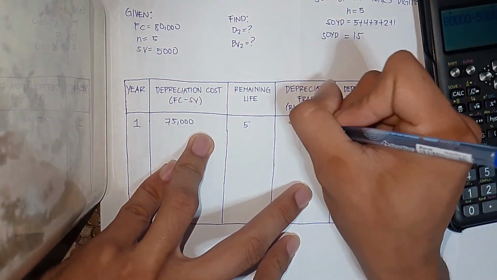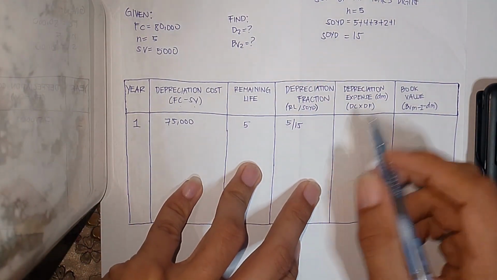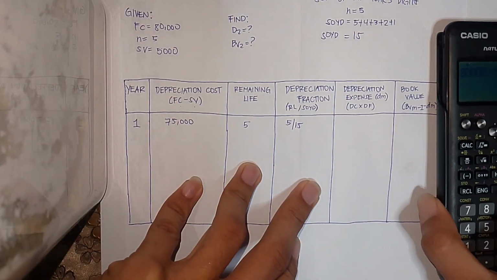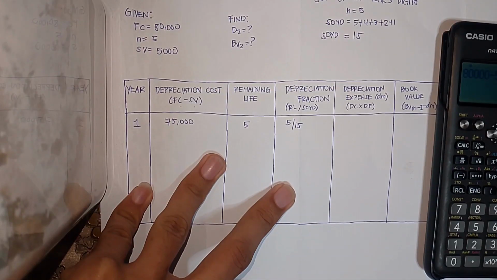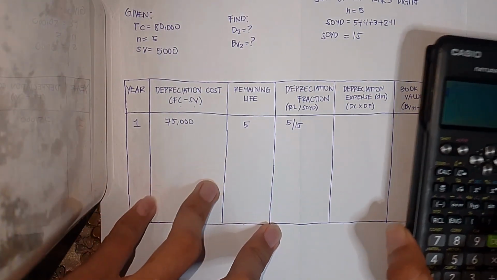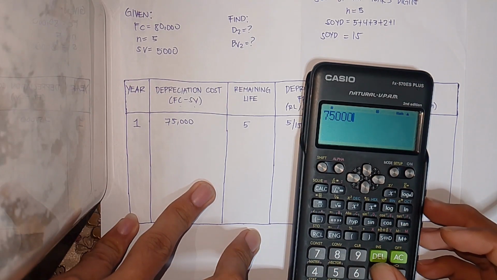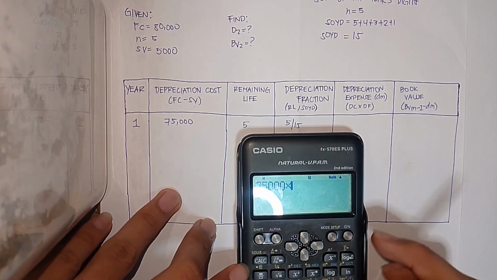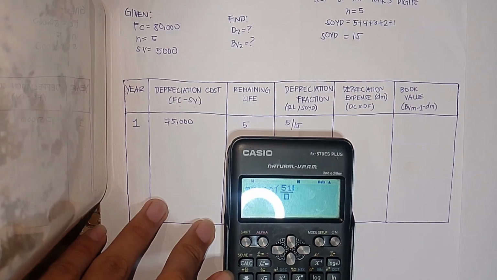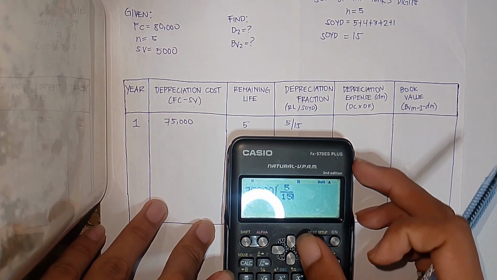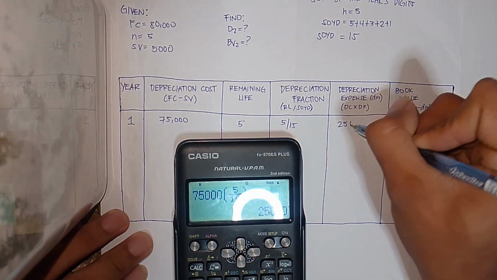To get the depreciation fraction, we need to do is remaining life over SOYD, which is our SOYD computation earlier. So 5 over 15. Next, to get the depreciation expense, we need to multiply the depreciation cost and depreciation fraction. So $75,000 times 5 over 15. So our depreciation expense is 25,000.